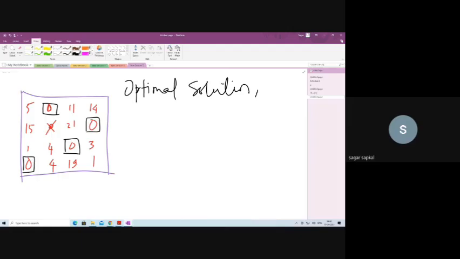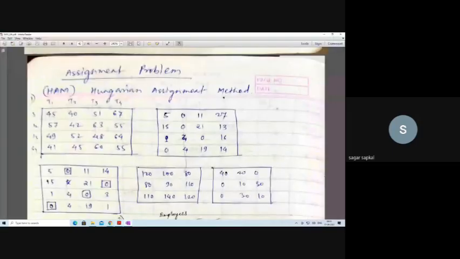And what will be the values? S1 will be allocated to T2. S2 will be assigned to T4. S3 will be assigned to T3. And S4 will be assigned to T4. What is the optimum assignment cost? It will be taken from the original matrix. So 40.